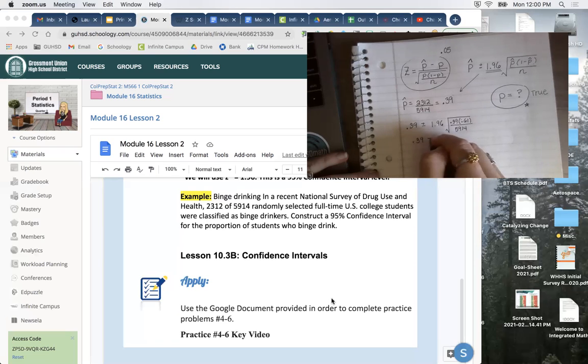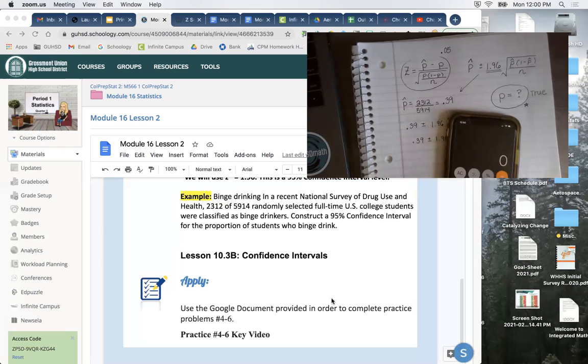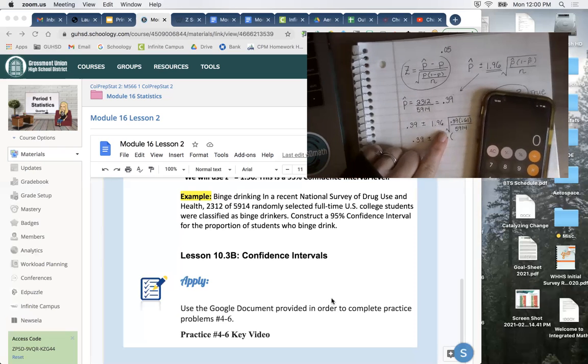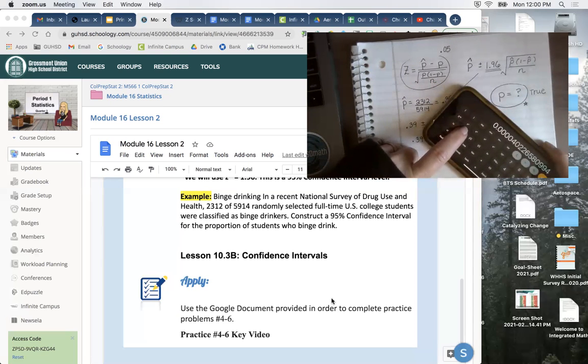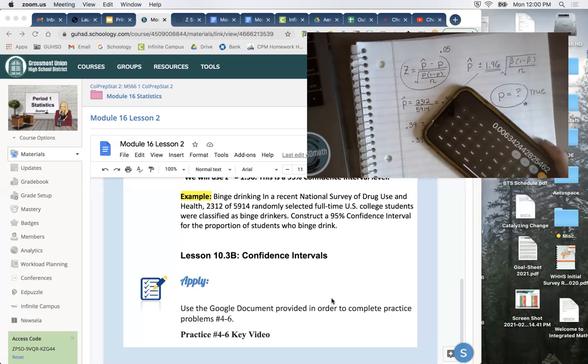We have 0.39 plus or minus 1.96 times, and now you're going to see me do the math for my standard deviation. This is the same as yesterday, 0.39 times 0.61. I do that first and hit equals. Then I divide by 5,914. I hit equal again. I will flip my phone and take the square root, and I get that number.